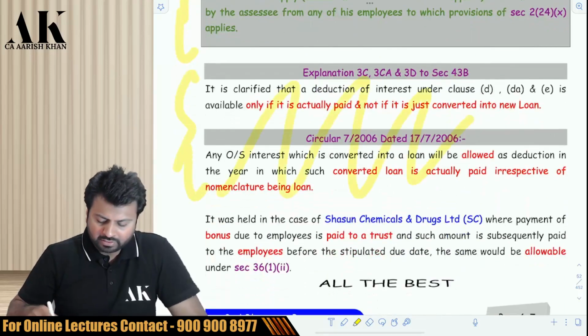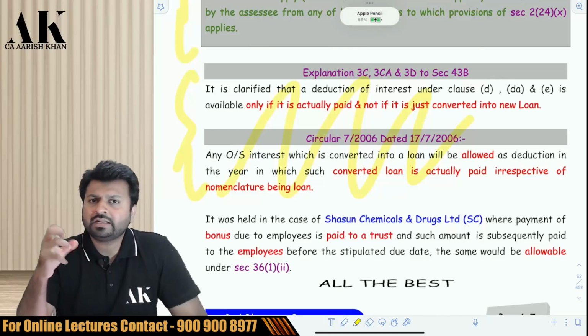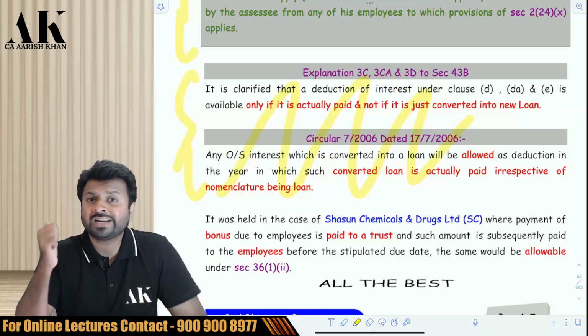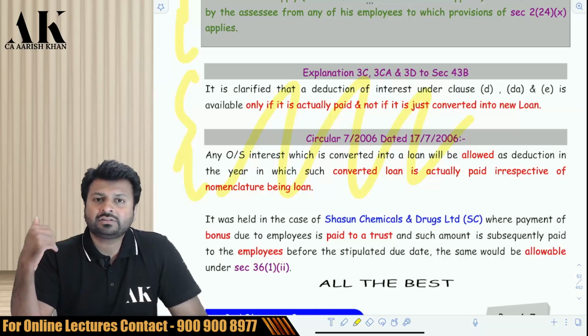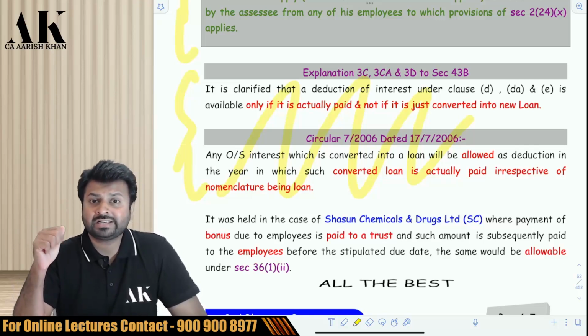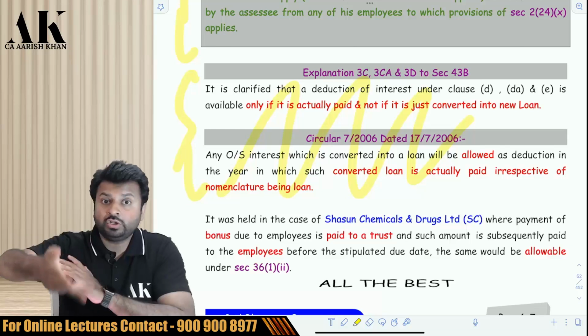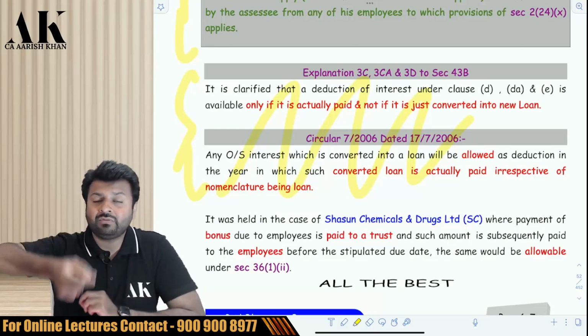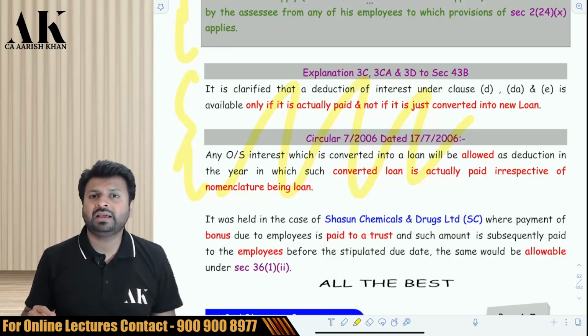This is again a very important part. What does it talk about? Suppose I have taken a loan from SBI, and on that loan there is some outstanding interest also. Now that outstanding interest will not be allowed as deduction because it is outstanding, and outstanding interest is not allowed as deduction unless and until it is paid. Now I don't have money to pay that outstanding interest, so I'm going to the bank and converting that into a new loan. So that outstanding interest is now getting restructured and converted into a new loan. So will that be allowed as deduction?